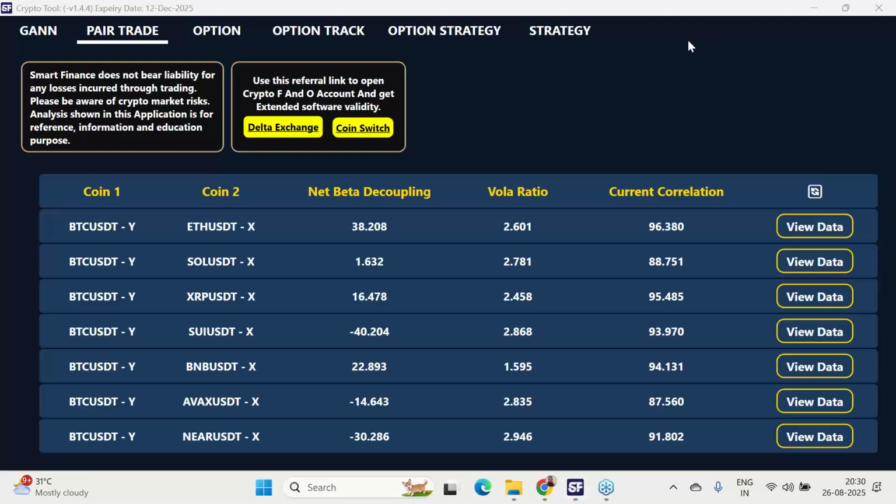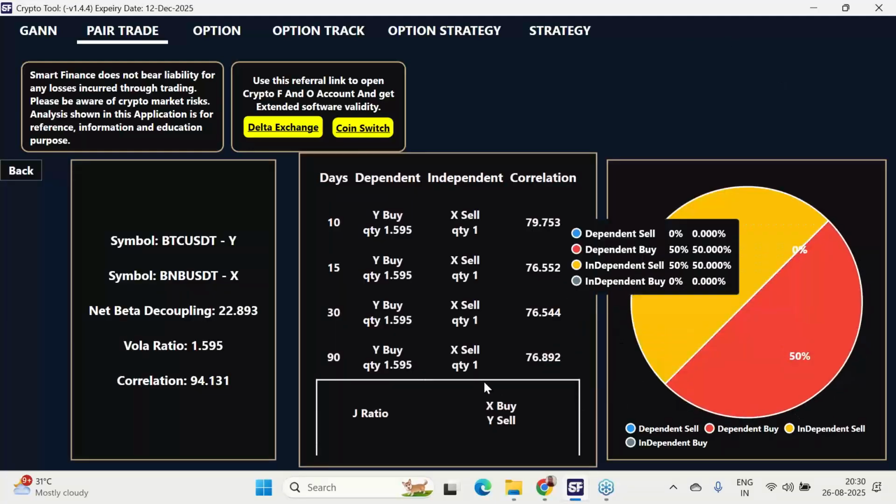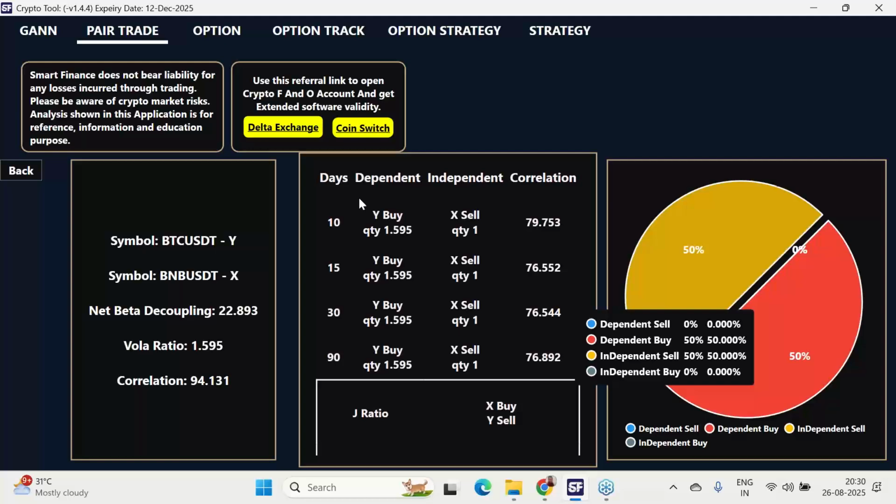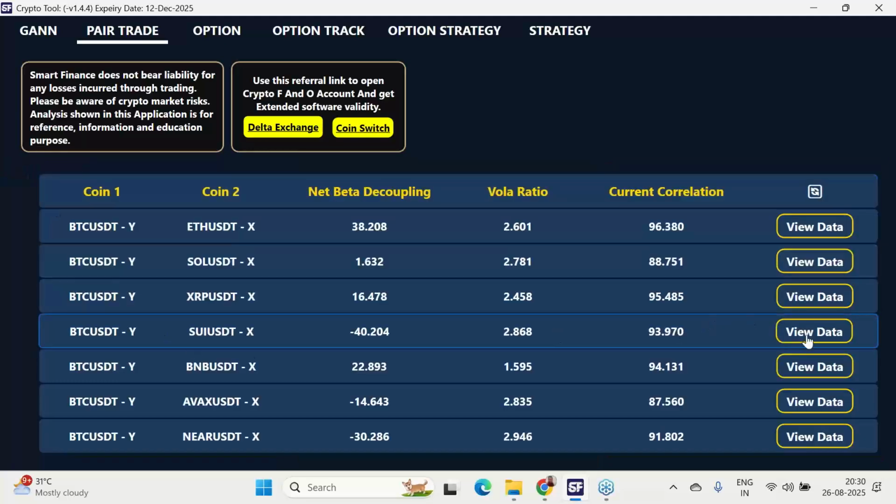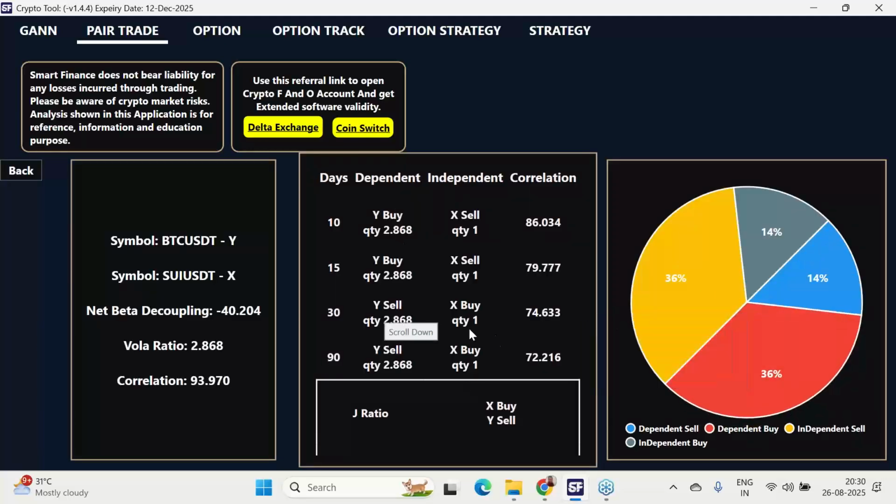If you see the same kind of things with BNB here, though Bitcoin has not performed, everywhere you will get Bitcoin buy, but you can get it here. You can see here, this is a pair, SWI. It is telling, in the 30 days sequence, what is it telling? It is telling Y to sell, X to buy. Here BTC is Y. So Y to buy, X to sell, SWI to be sold for 10 days.